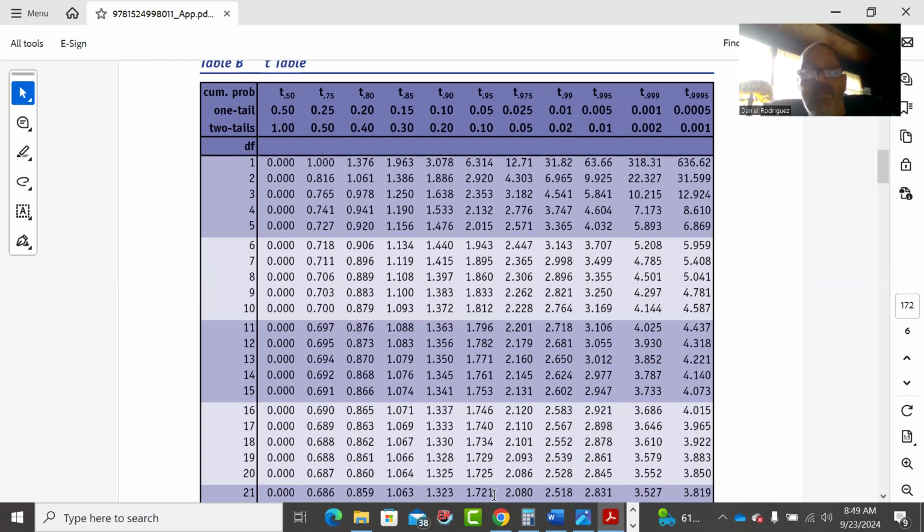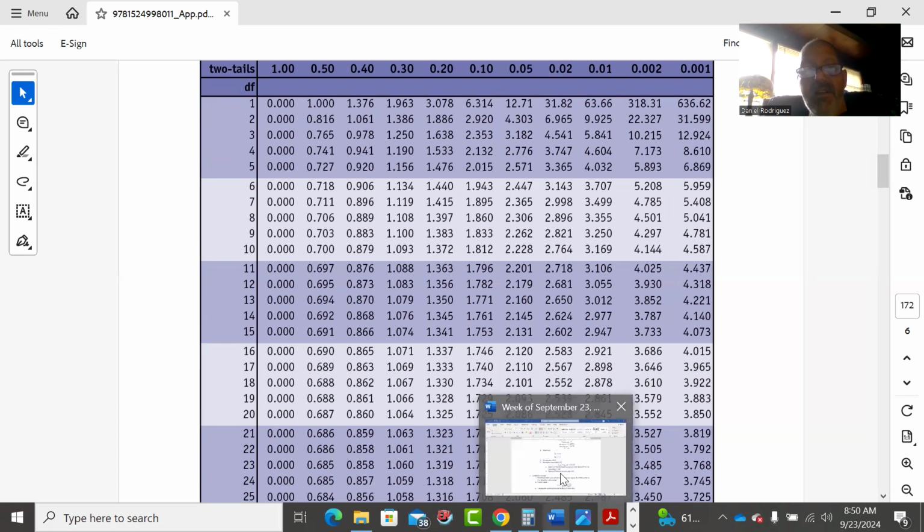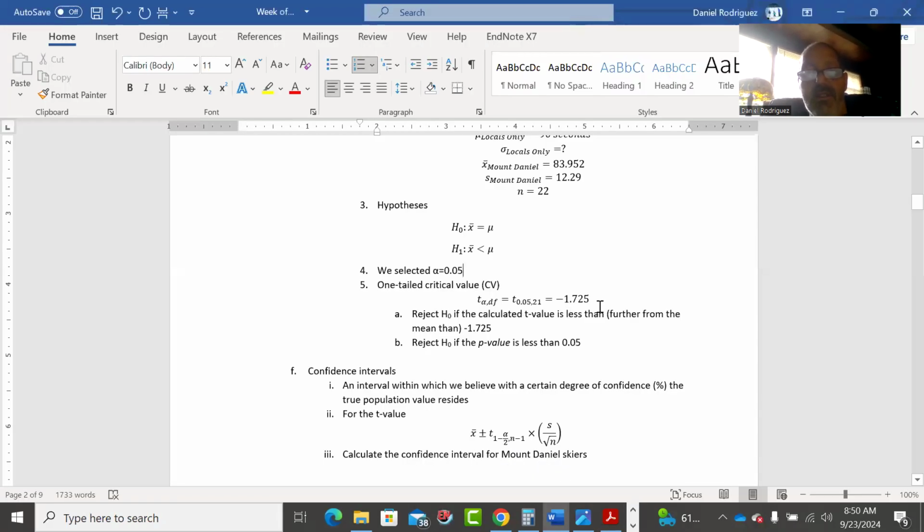But we know because of symmetry, we have an equal value on the negative side of the figure. So if we were looking at our sample being greater than the population mean, we'd have positive 1.721. But since we're looking at whether our sample is less than the population mean, it would be negative 1.721. So we go back here and we have negative 1.721, excuse me.